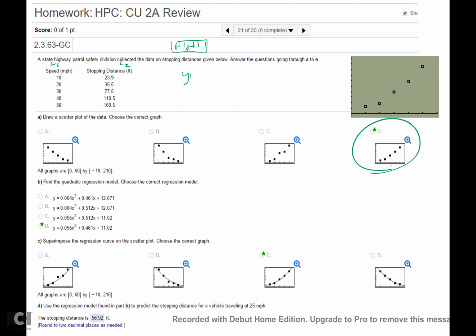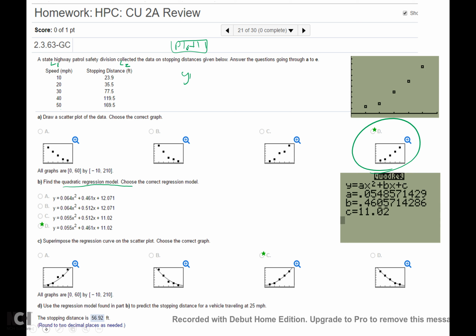Okay, and then it says find the quadratic regression model. So you go back to Stat and you choose quadratic regression, and there it is, and they give you A, B, and C. So if I round it, I get y equals 0.055, the 8 bumps the 4 up, x squared, plus 0.461, the 5 bumped up the 0, x plus 11.02.